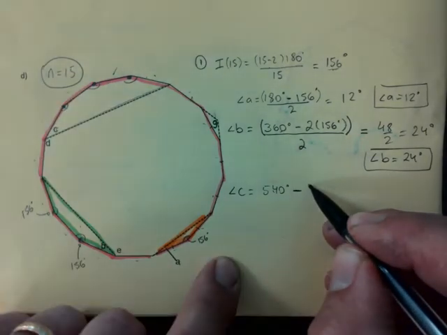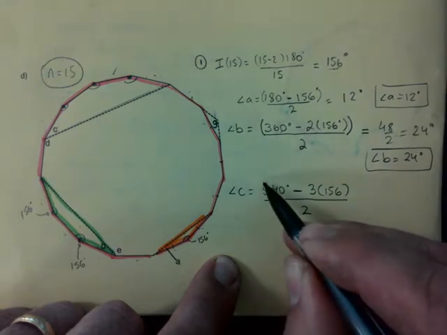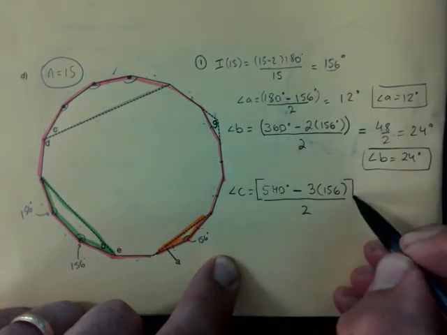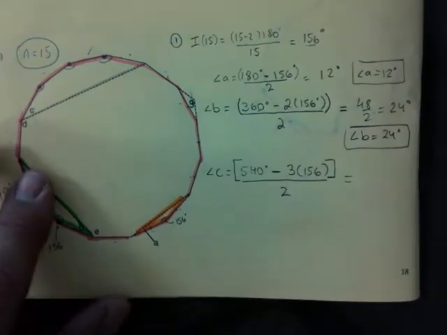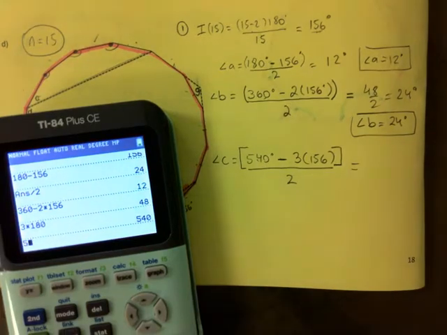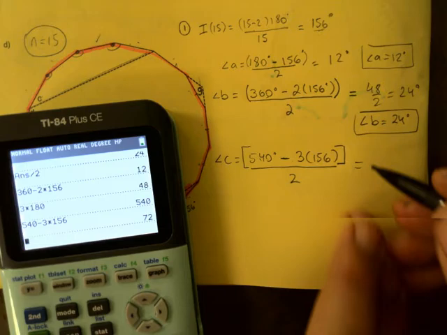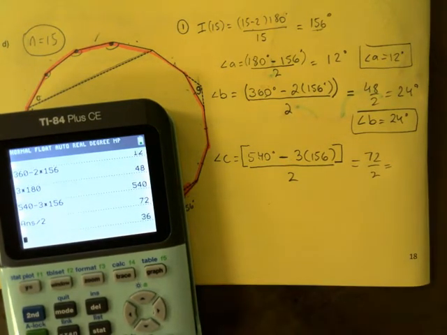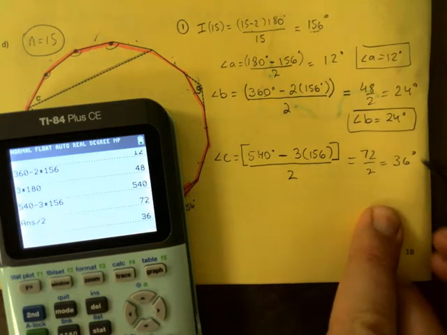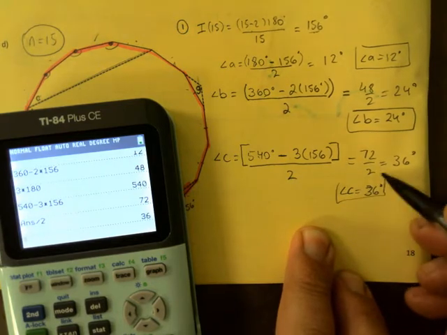How many 156s do I need to take off? There's 3, right? So 3 times 156. You split that remainder in half. I'm going to use square brackets, maybe a little easier to see. So then it's 540 minus 3 times 156. That's 72. And let's show that step so you don't forget. That's 36 degrees. So angle C is 36 degrees.